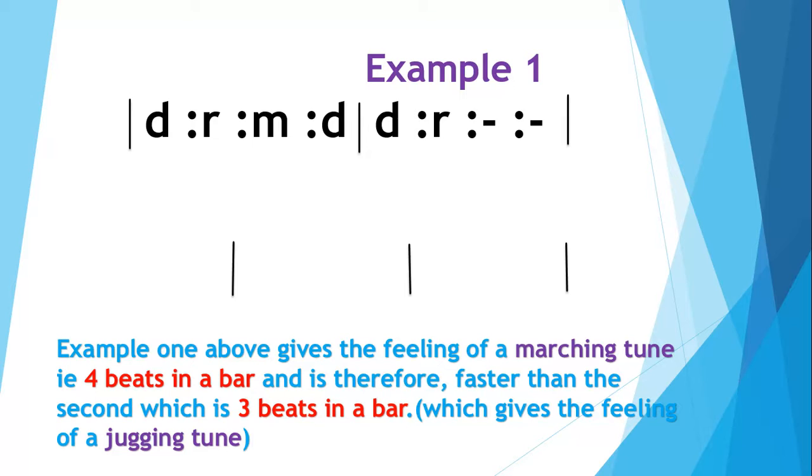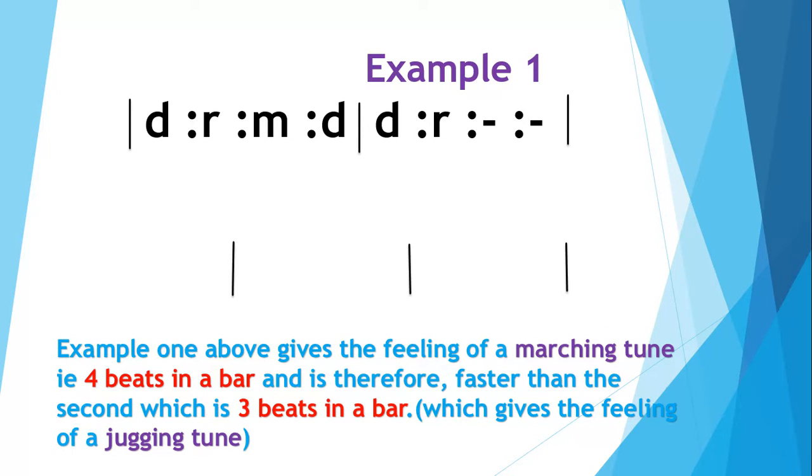Example 1. In our previous lesson, we talked about beats and how they are placed in a bar. If you don't know what a bar is, be patient, we are going to reach there in a very short time. Let us begin with example 1. Example 1 above gives the feeling of a marching tune. Normally, put it at the back of your head.